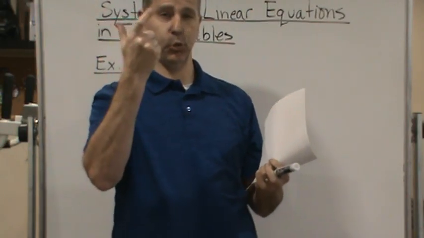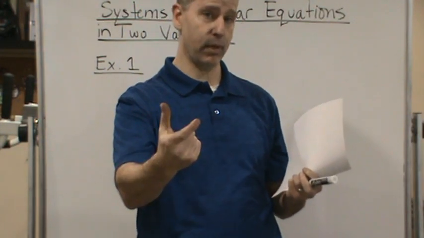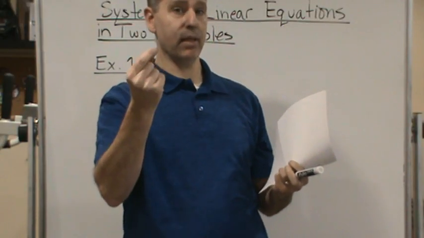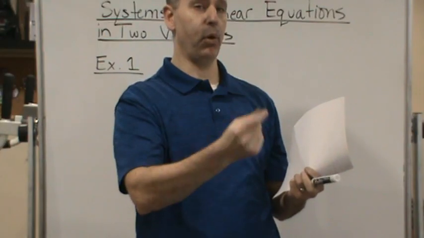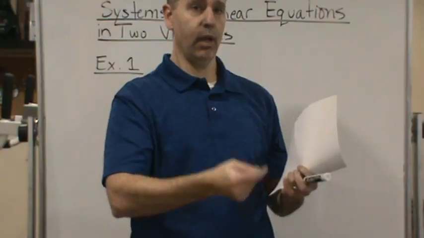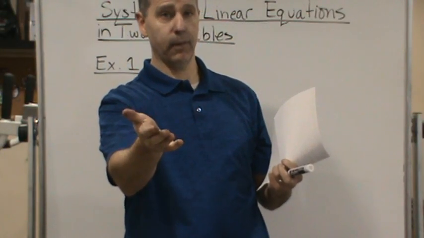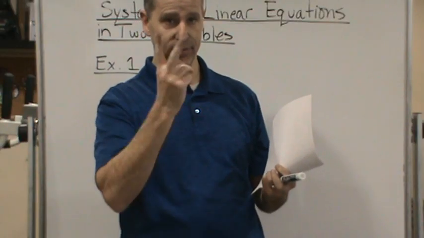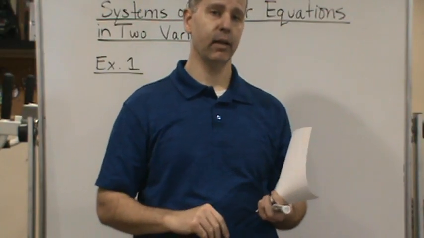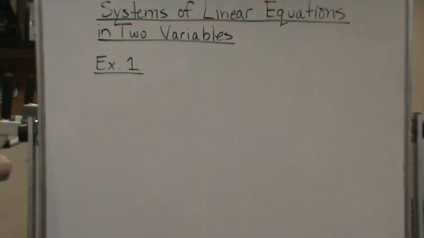So basically you would plug it into both equations and you would have to get a true statement for both equations. That means that point would lie on both graphs, the graphs of both equations, and the only way that happens is if those graphs intersect. And so that'll give you an idea of where we're going and one of the things we look for. So anyway, let's dive right in and look at an example.